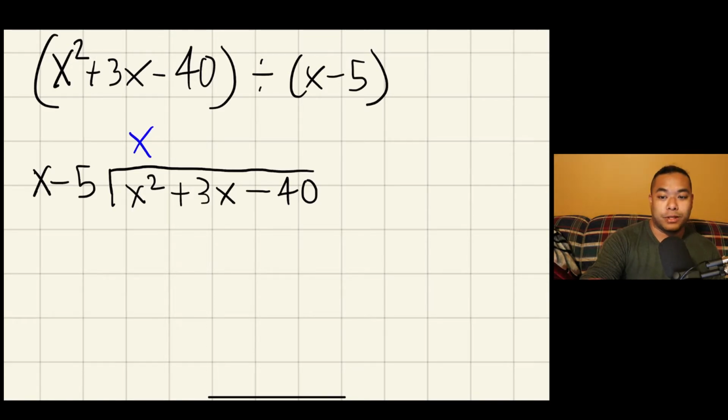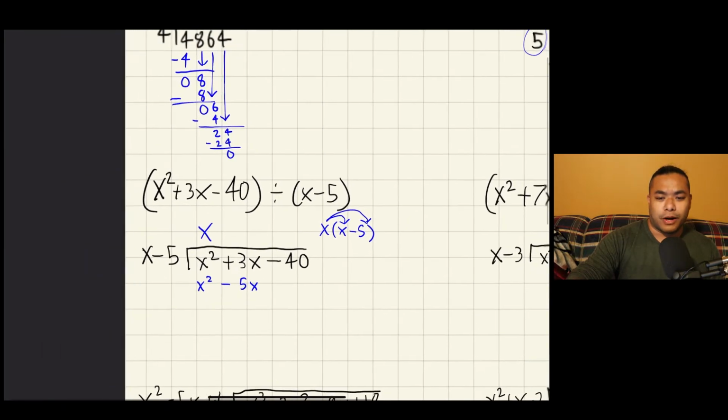So if I multiply x times x minus 5. I'm not going to write this every time, but what's happening is I'm multiplying this number I'm getting up top here that I'm choosing by my divisor again and again. So x times x is x squared, x times negative 5 is negative 5x. So x times x minus 5 is x squared minus 5x.